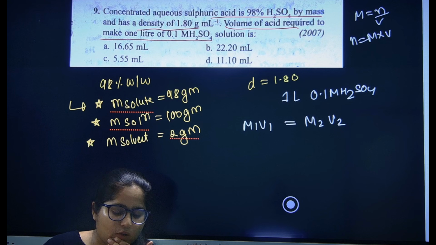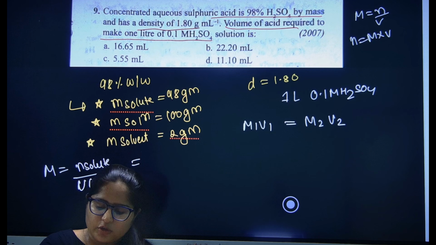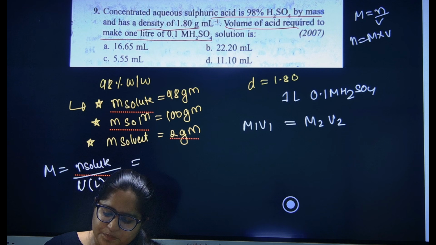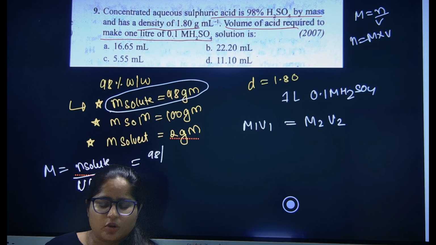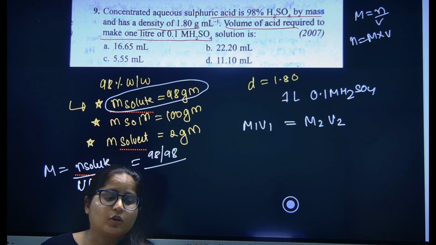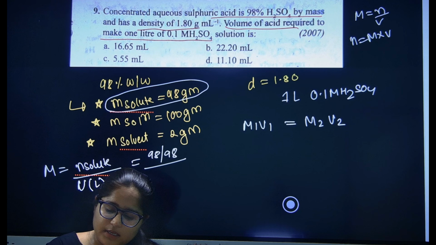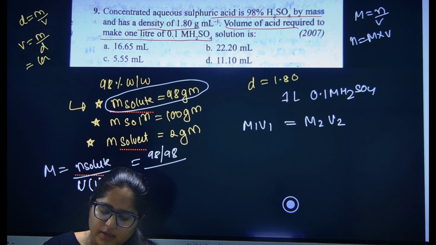Now we have to find out M1. How to find out molarity? Molarity equals moles of solute divided by volume of solution in liters. Moles of solute: the given mass is 98, molar mass of H2SO4 is also 98, divided by volume. Volume is not given directly, no problem. We know density equals mass by volume, so volume equals mass by density. Mass is how much? 100. Density is how much? 1.8.